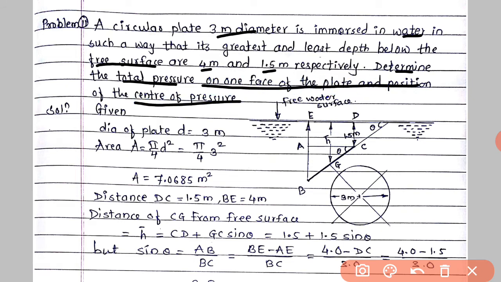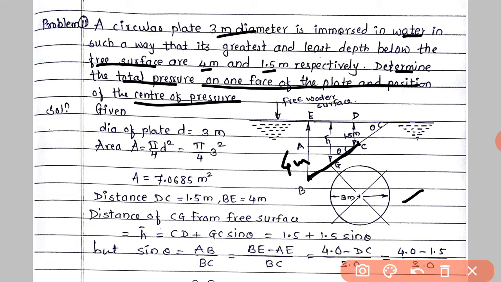So here we have to determine total pressure force capital F and position of center of pressure, that is H star. So first draw the figure for given condition. Draw a circle, and this is inclined. BC will be the plane of that circle, and which is, see here, 1.5 meter. Upper surface is below 1.5 meter, and greatest depth will be EB, which will be equal to 4 meter, and this will be 1.5 meter.